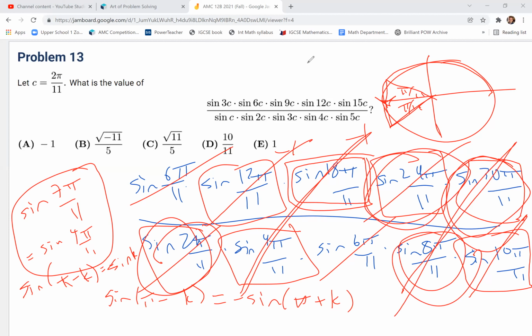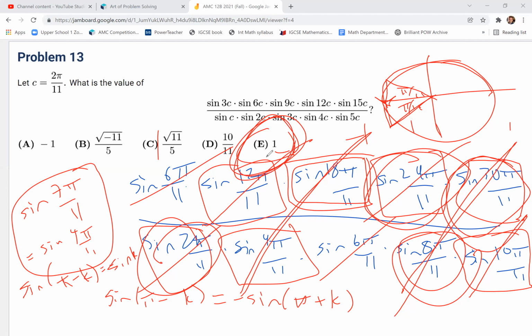So what do we have? We have a 1, a minus 1, a minus 1, a 1, and a 1. 1 times negative 1 times negative 1 times 1 times 1 is 1. So the answer is choice E. Basically everything cancels out, but two of them leave negative signs behind, which cancel out anyway. So you end up with 1 as your answer.